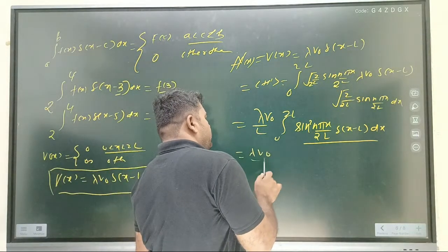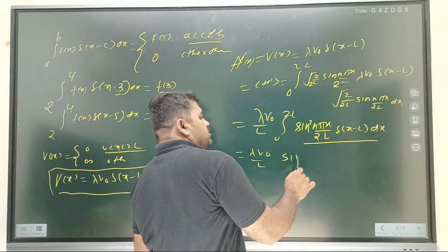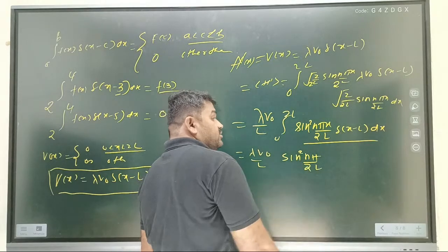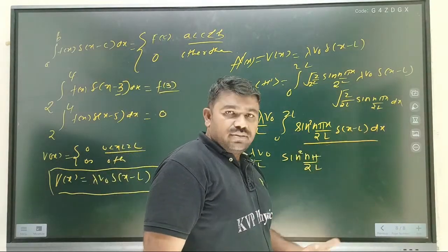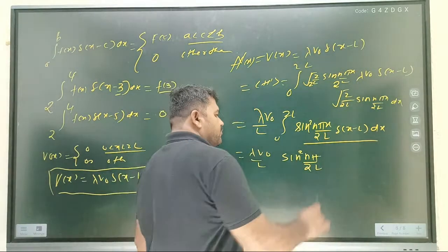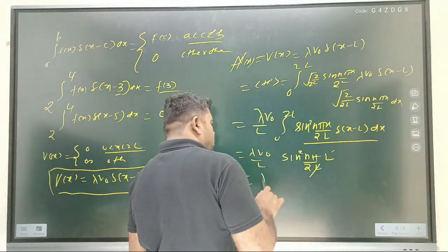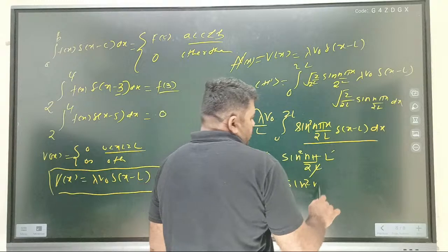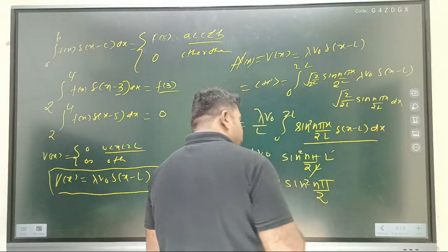Means what is this one? Lambda v naught upon L into sin square n pi upon 2L into x. What do we have to replace x with? We have to replace it with c. What is the c value? The c value is nothing but L. Into L, L will get cancelled. Means we get lambda v naught upon L sin square n pi upon 2. N pi upon 2.